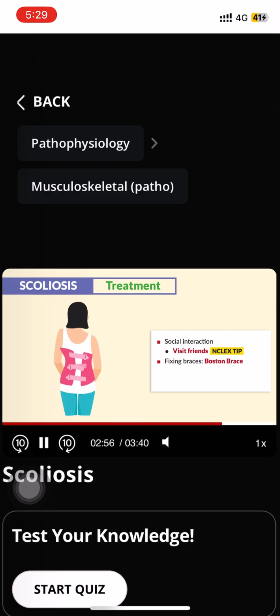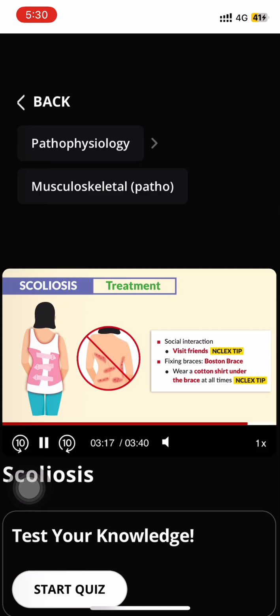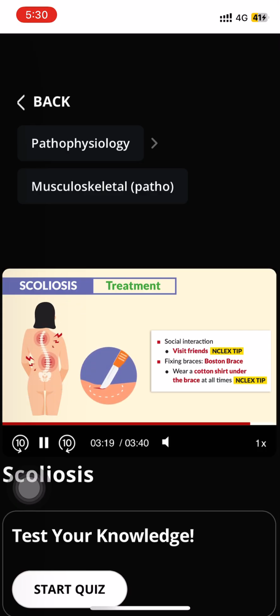Now, the next thing is fixing braces using a Boston brace. Write that one down. This can sometimes fix the deformity for children and young adolescents. So we always make sure to wear a cotton shirt under the brace at all times. Huge NCLEX tip for Boston brace. This will maintain skin integrity and avoid skin breakdown. And lastly, surgery may be used in rare situations, but it's typically not tested on the NCLEX.